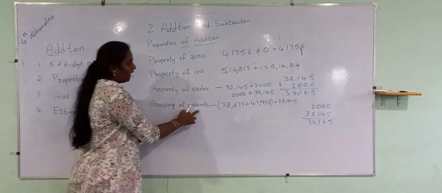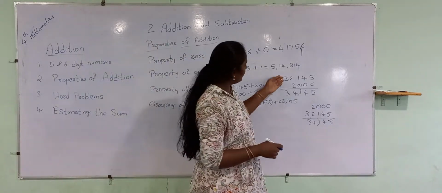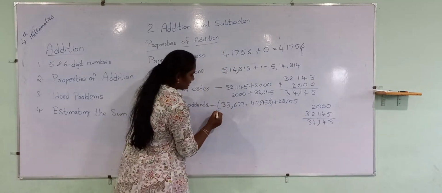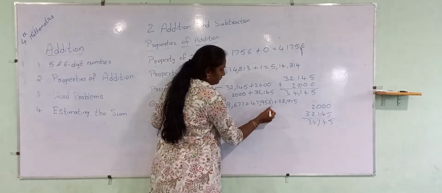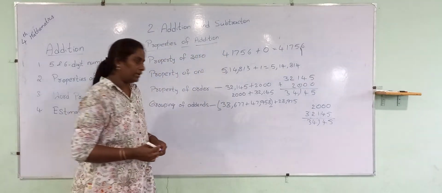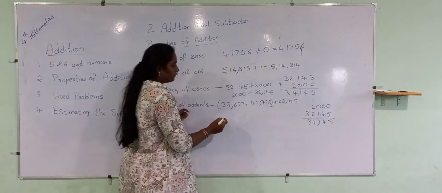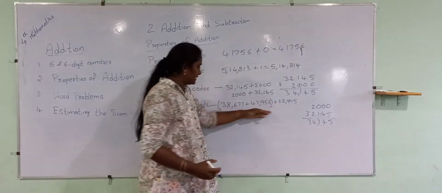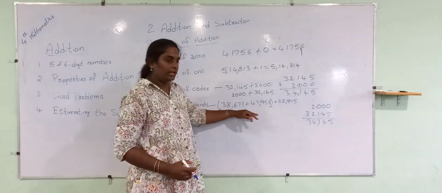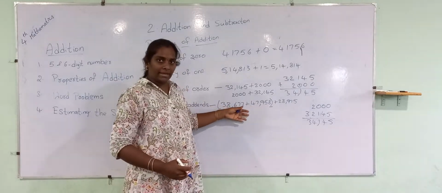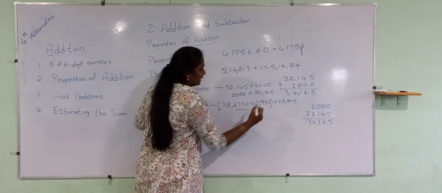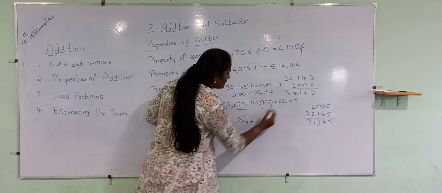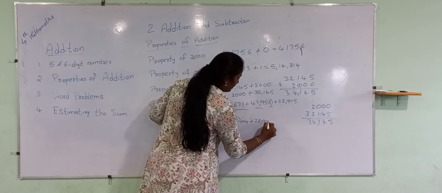Next, grouping of addends. We call these two addends. Yes? So here this is an open bracket and this is a closed bracket. Yes? If we do addition, here we have to do the addition in the brackets first. The two numbers are there in the middle, in the brackets. First we do these two numbers' addition. After that we will get some result, some sum, then do the addition with this number.